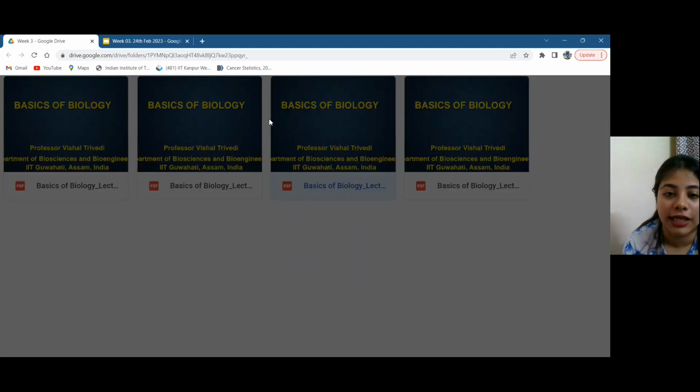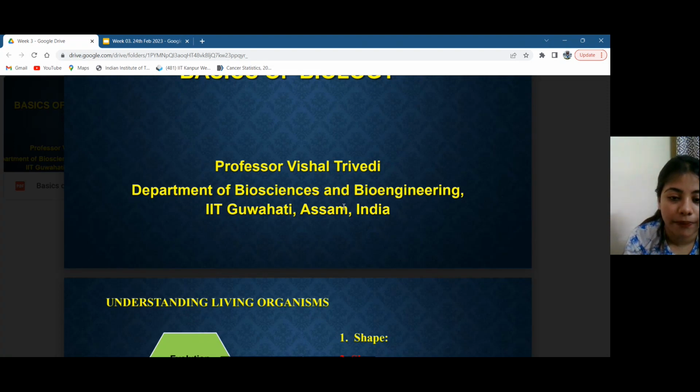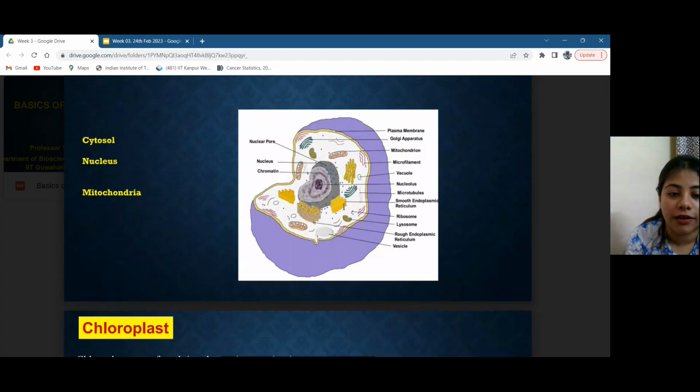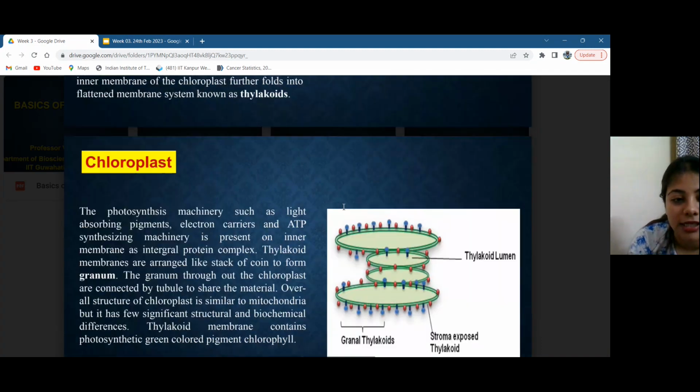Then coming to the third lecture, just let it load. Yeah. So in the third lecture, we have looked at the chloroplast, the next organelle. Where are they present? Plants, algae, and other lower organisms, etc. Its utility and its location were covered. Within the chloroplast, where exactly is chlorophyll present, that has also been mentioned: in the thylakoid. Then the different proteins like TOC and TIC were mentioned, and the different subcompartments within the chloroplast were discussed extensively.